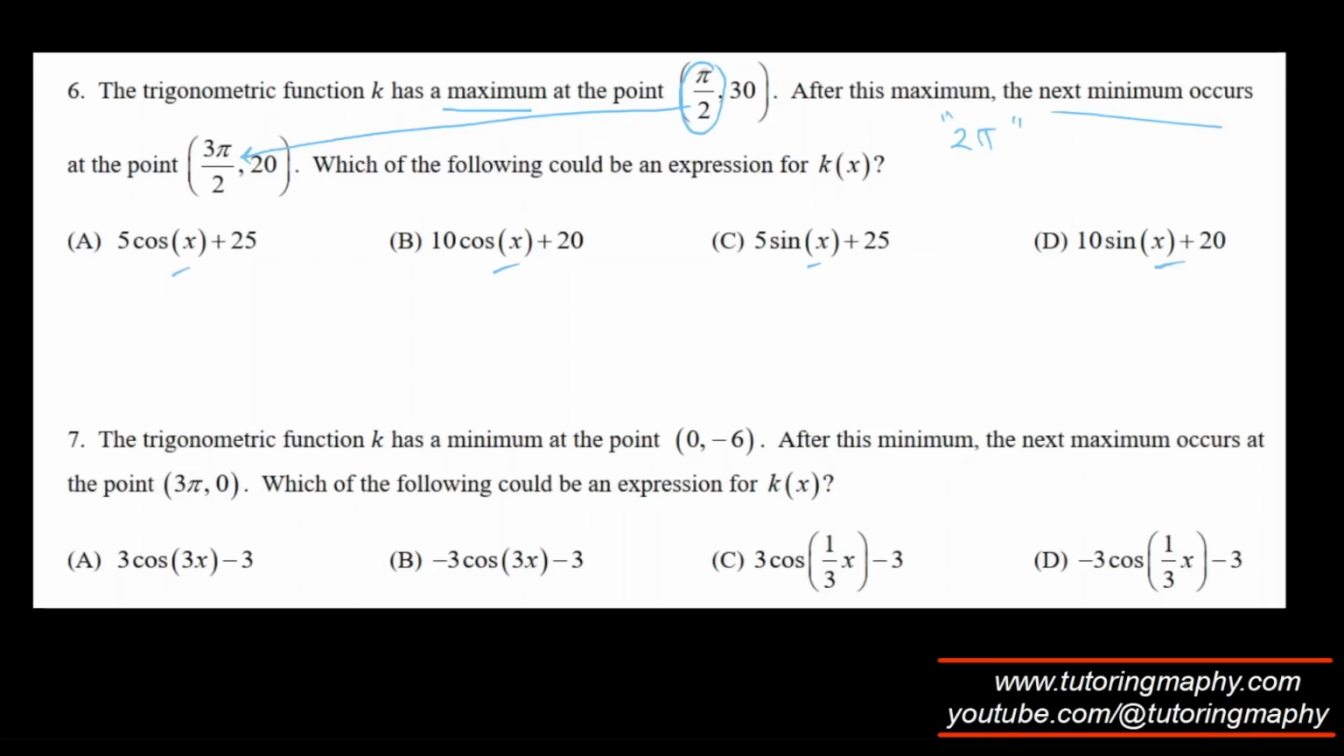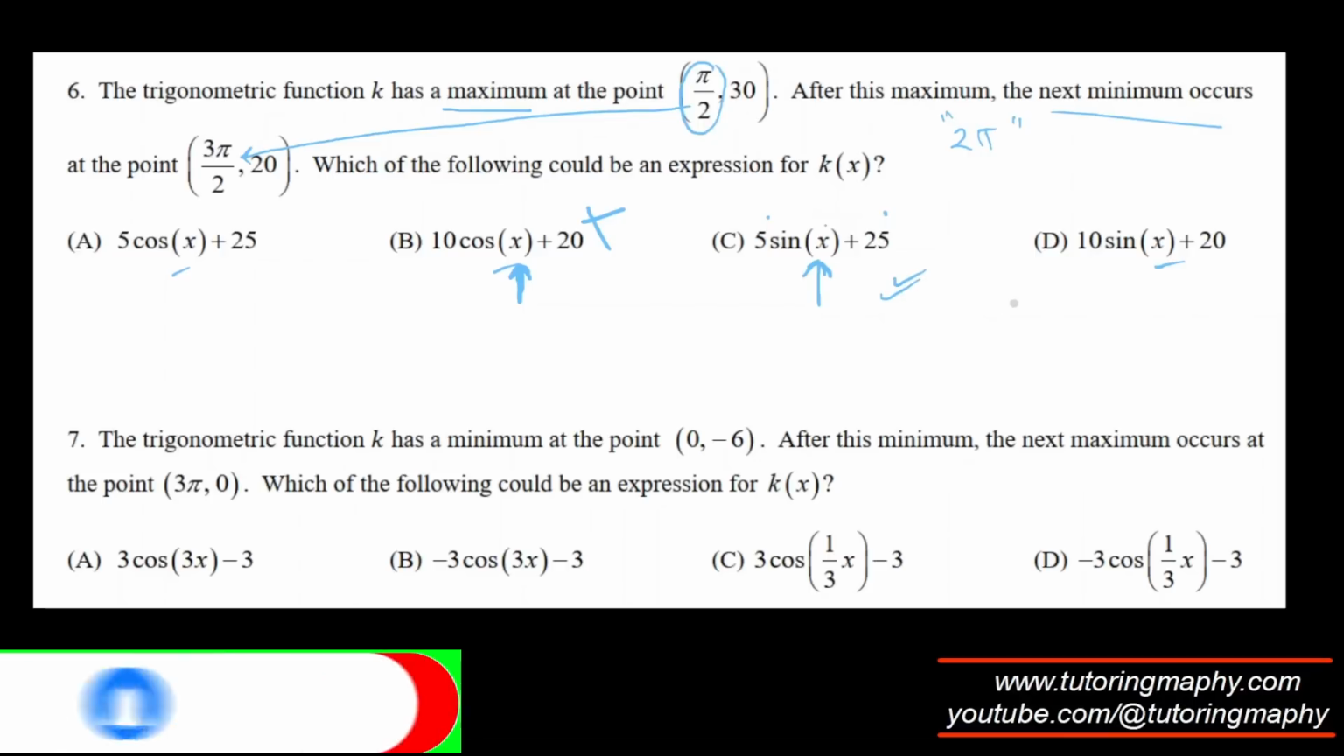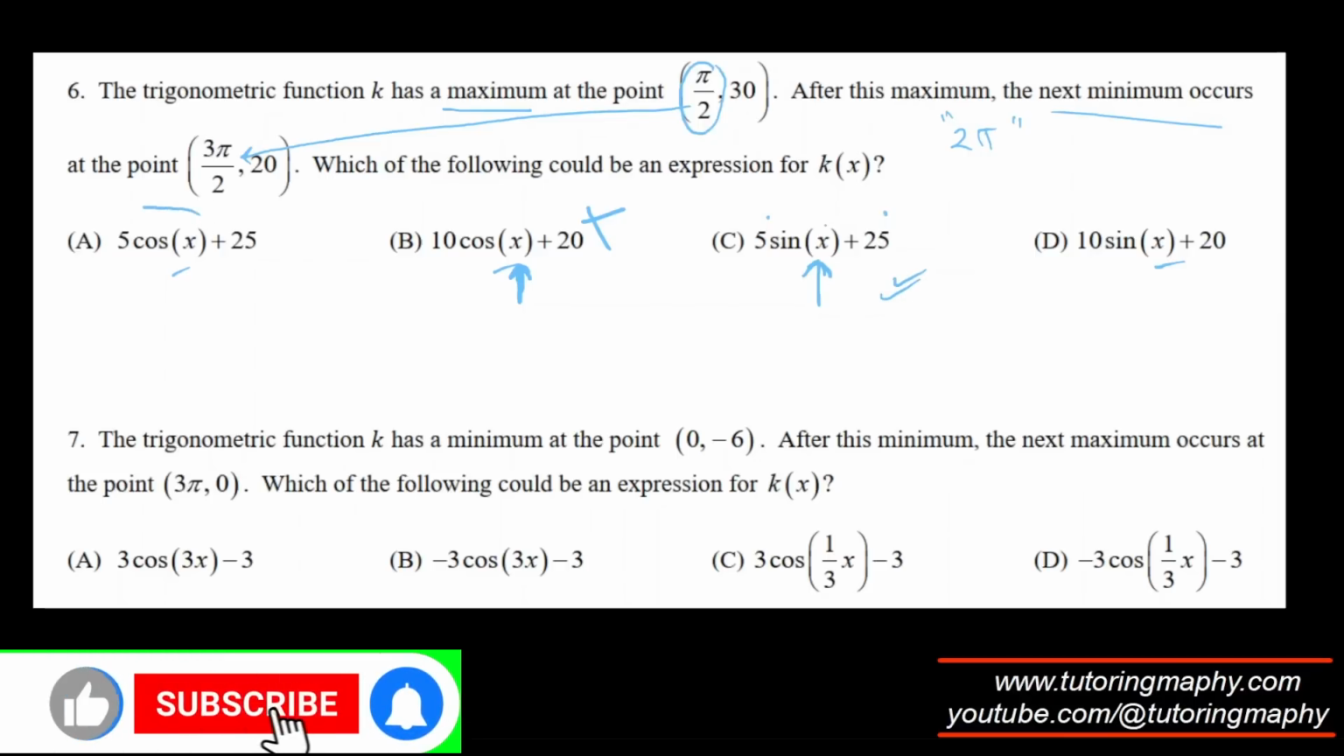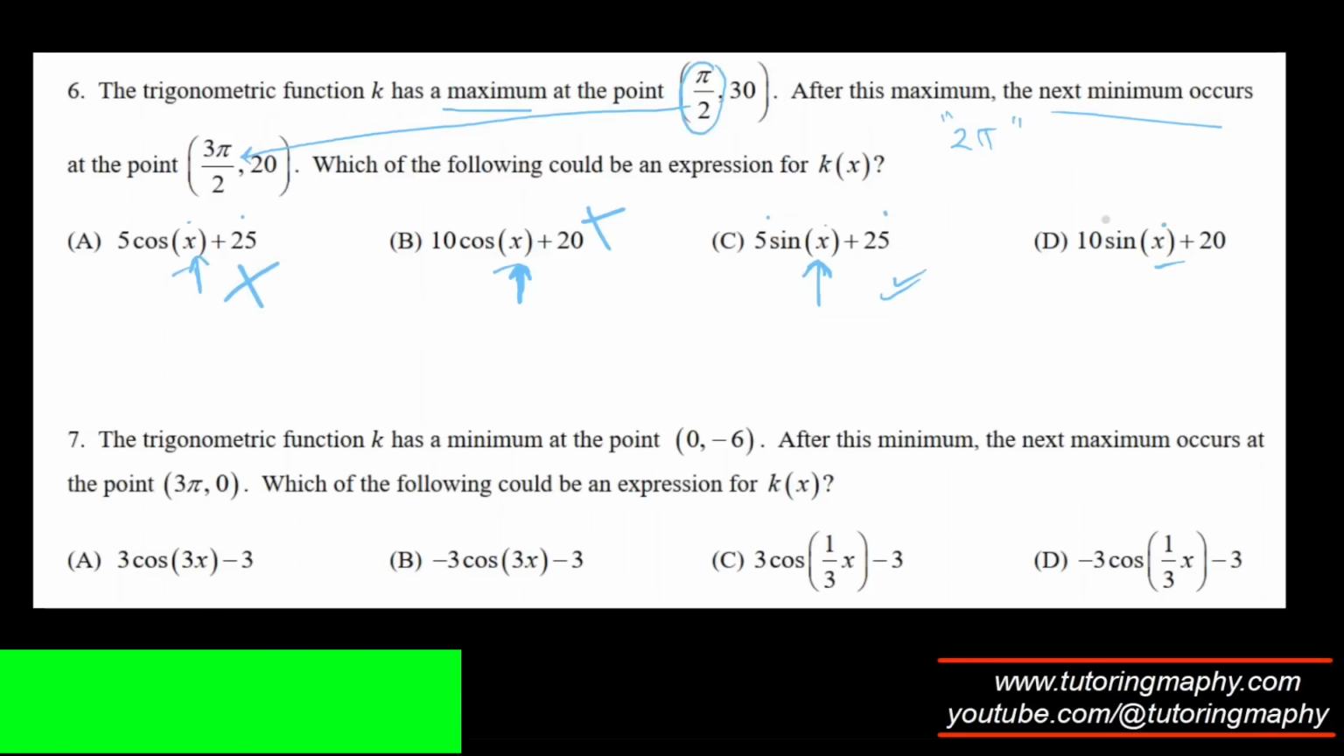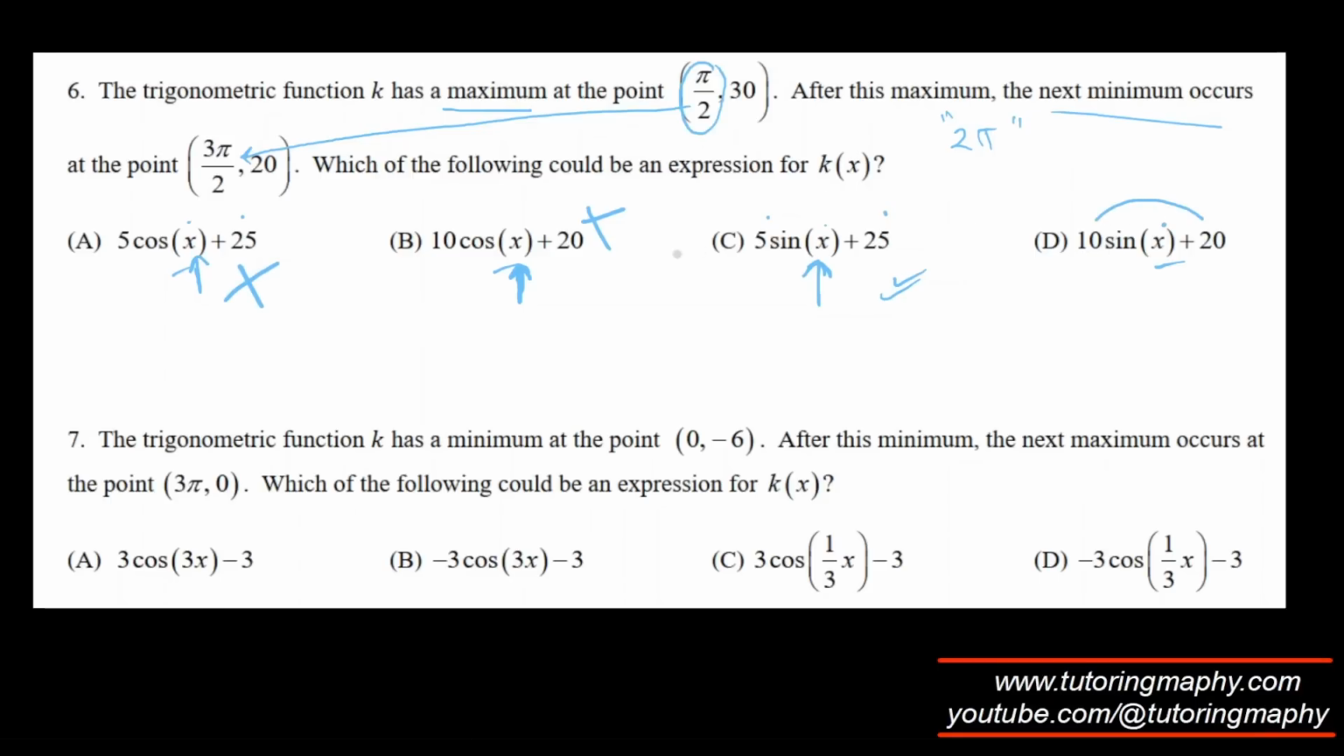Again, I'm going to put π over 2 and see which one gives me 30. If I put π over 2 over here, cos π over 2 is 0, and 0 plus 20 is 20. So that's not it, because I need 30 over here. If I put π over 2 here, then this will become 1, and 5 plus 25 is 30. This can be it. If I put it here, then cos π over 2 is 0, 0 plus 25 is 25. That's not it. And here if I put π over 2, that's also possible, because 10 plus 20 is 30.